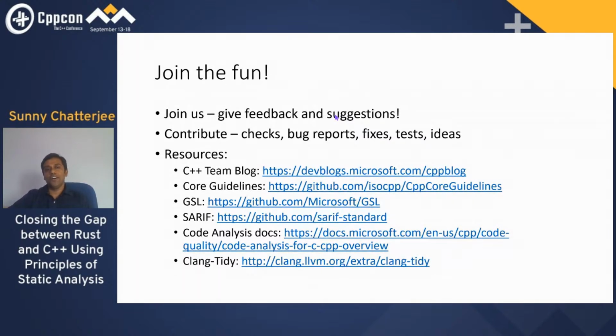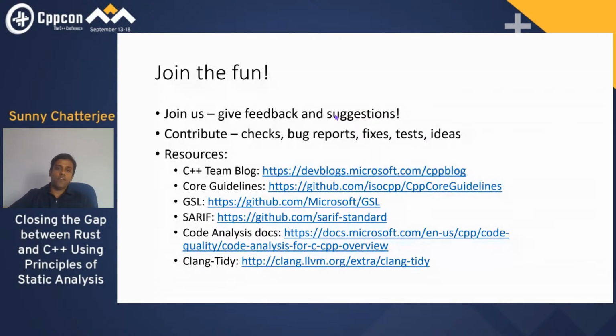And also, I would request all of you to contribute. It can be an idea on a check, or it can be some bug reports, some fixes in our GSL library. It could be missing test frameworks, or any ideas you have on how we can make checking of code better at compile time. I would be very interested in listening to those ideas. So my request to all of you would be to give us that feedback, to contribute.